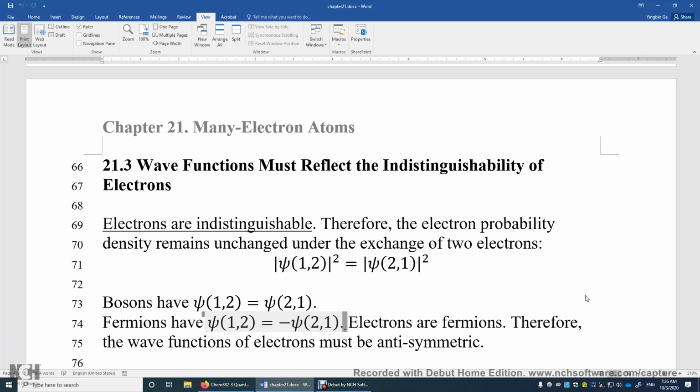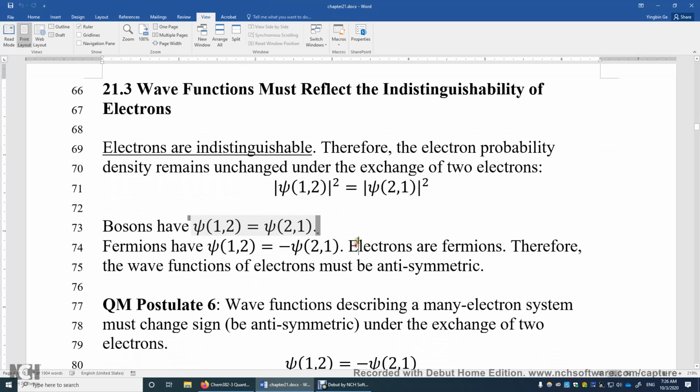Therefore, the electron probability density should remain unchanged when you exchange two electrons. Therefore, we have this equation. The probability density remains unchanged when you swap two electrons, when you swap electrons 1 and 2. And we can actually simplify this equation. Psi 1, 2 is equal to plus minus psi 2, 1.